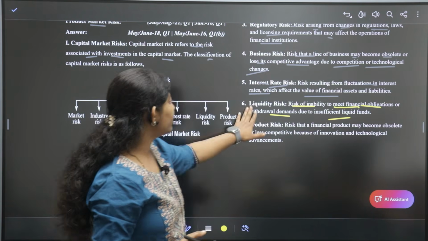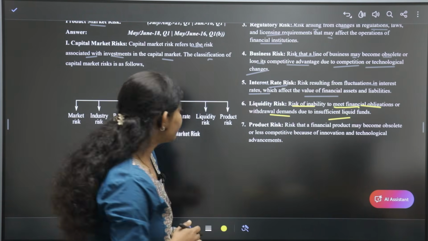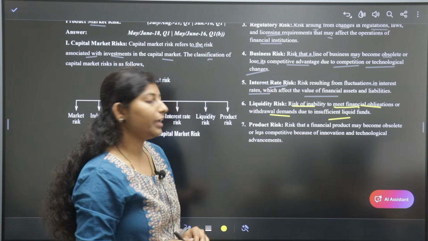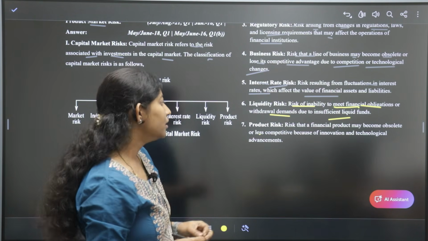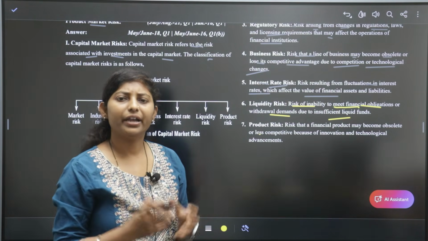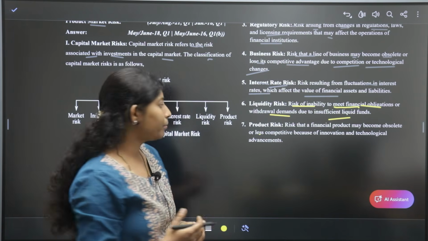Okay, so that we face a liquidity risk. Next we have product risk. When we have product risk, it means when we are not updating our product, we get a product risk.